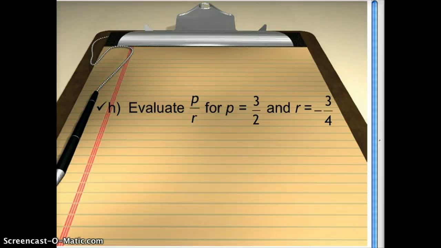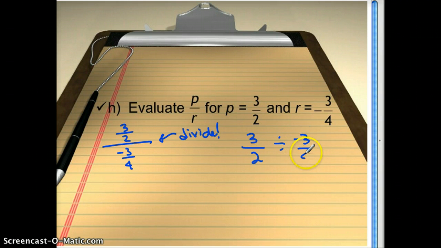Okay. All right, let's go over this. This is usually a toughie for people. Evaluate P over R, that means P divided by R, for P equals 3/2 and R equals negative 3/4. So I'm going to start out by substituting here. I'm going to do 3/2, this means over negative 3/4. Okay, so remember that fraction bar means divide. That can really help you out on this type of problem. So really this problem is asking what's 3/2 divided by negative 3/4.